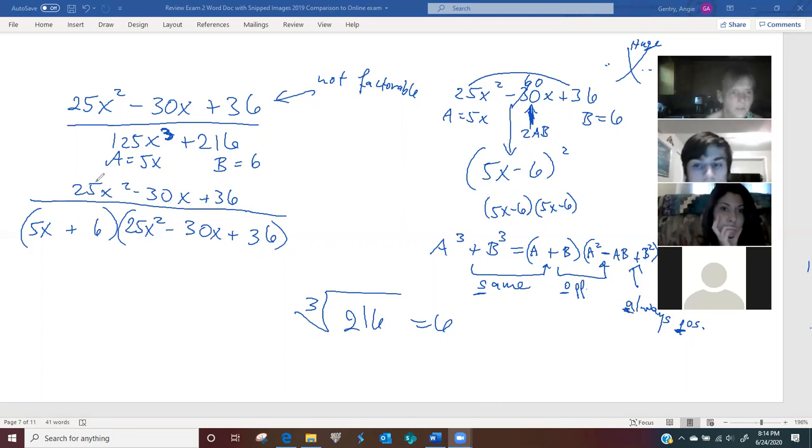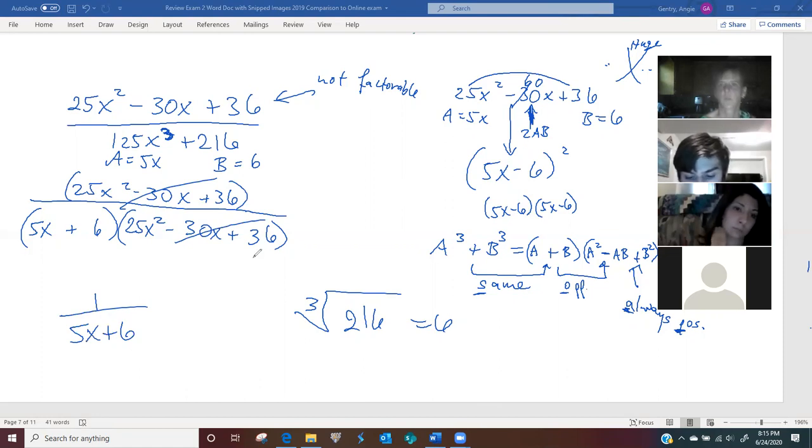Here, let's finish. So this is really that cancel, cancel, final answer. Just remember that one piece is in the denominator, so it has to stay in the denominator, right? All right, thank you so much. You're welcome.